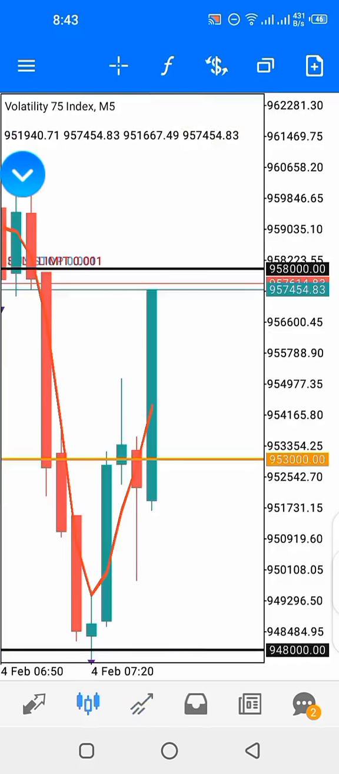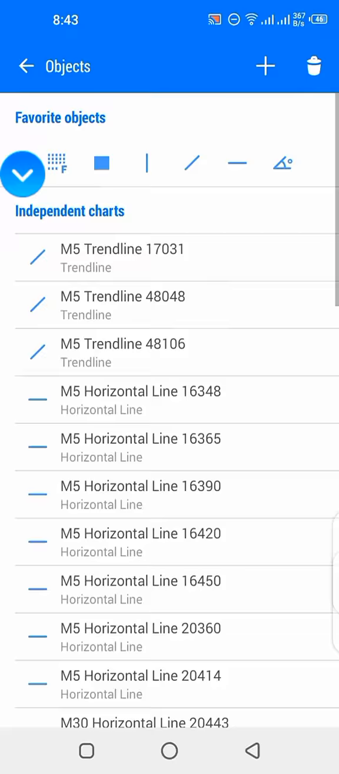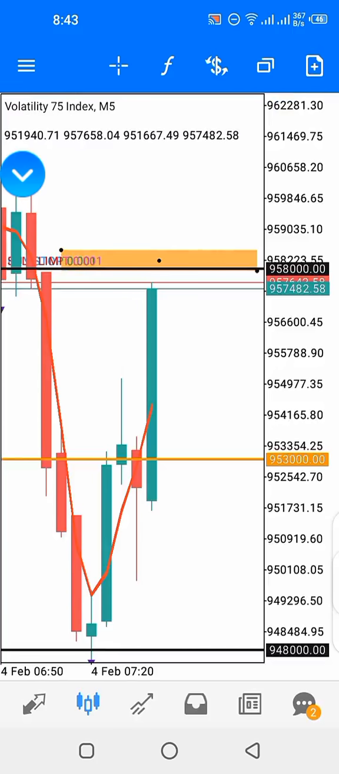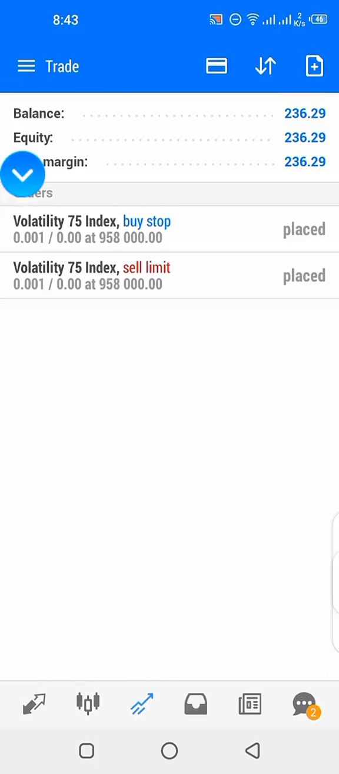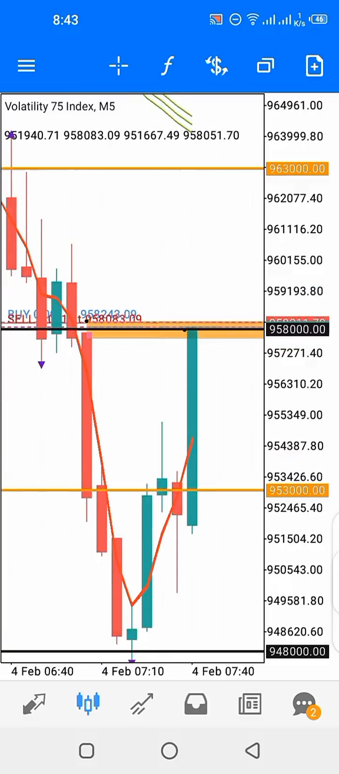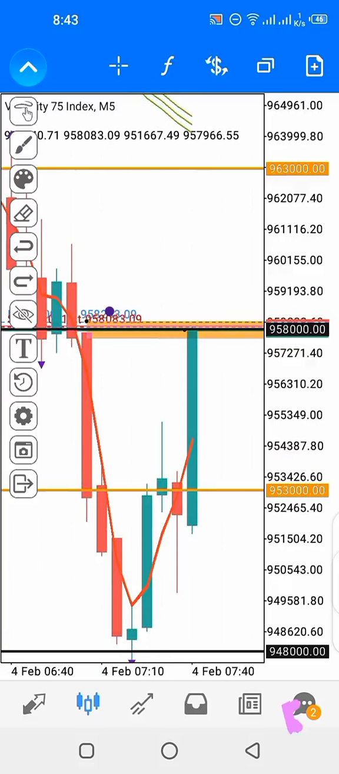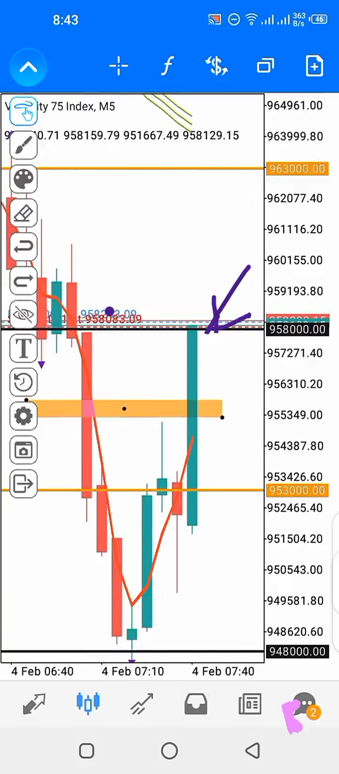So your buy stop and sell limit are placed above the price point. When you have your buy stop and sell stop above price, you expect price to go up and trigger the pending orders, just like what we have on the screen. You expect price to trigger the buy stop and sell stop around here.